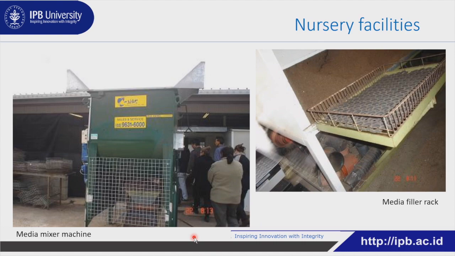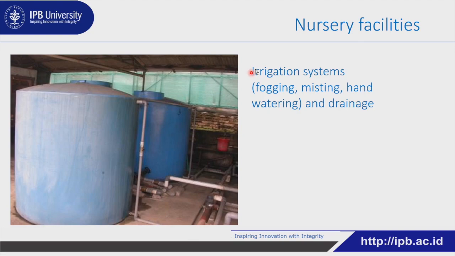The other nursery facilities, this is also part of the irrigation system, but I forgot to mention that we can also use a fogging system, misting, and hand watering. It should also be considered to have a drainage system in your nursery, because of course plants do not need too much water. Even when the water is too much, the plant can get infected by pathogen.